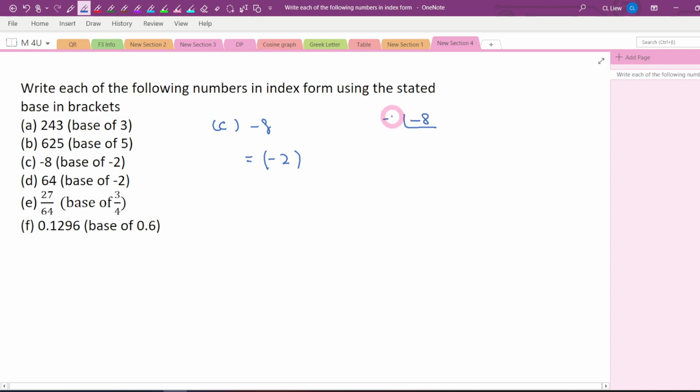For example, now negative 8 divided by negative 2 is equal to 4, positive 4, because negative becomes positive. And then 4 divided by negative 2 is equal to negative 2. Positive divided by negative, you get negative. And negative 2 divided by negative 2, you get positive 1, right? So it's equal to negative 2 to the power of 3. So I feel that this will make us a little bit confused, because it will become positive, then negative, keep on changing the sign. So you can just do it this way.